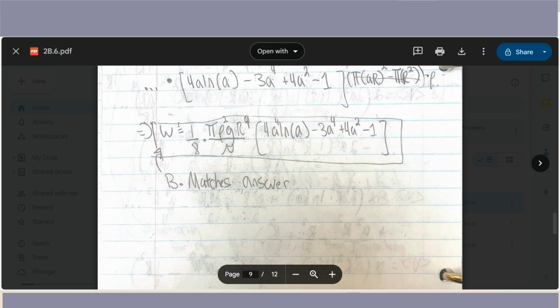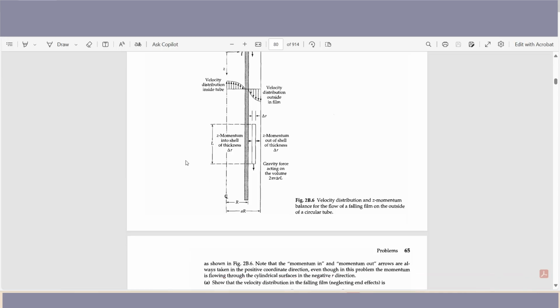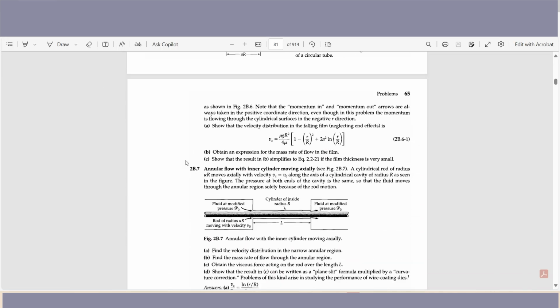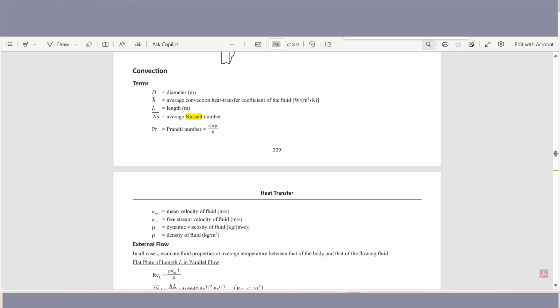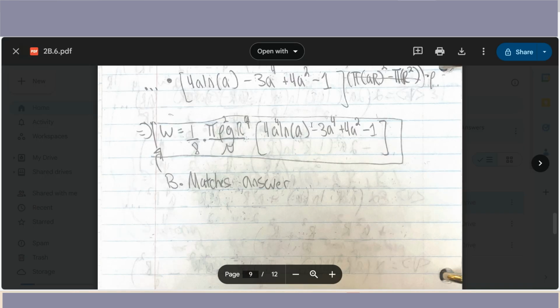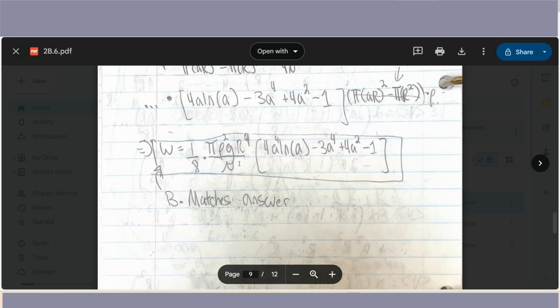So this answer matches the given answer. Pretty sure. Oh wait, there's not even any given answer. But that's the right answer. Trust me, bro. This is the right answer.